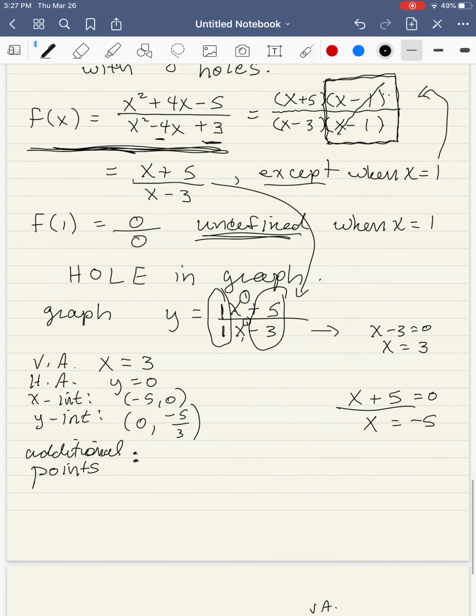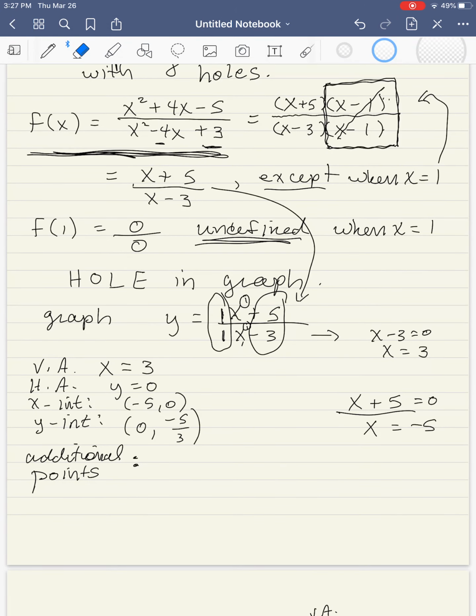Oh, I wrote something wrong here. This should be y equals 1. I said 1 and I wrote 0. So y equals 1, because remember the coefficients here and here were 1 over 1 because the exponents were the same. So our horizontal asymptote is y equals 1.